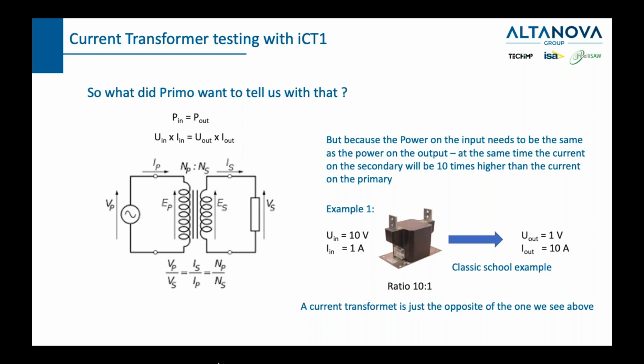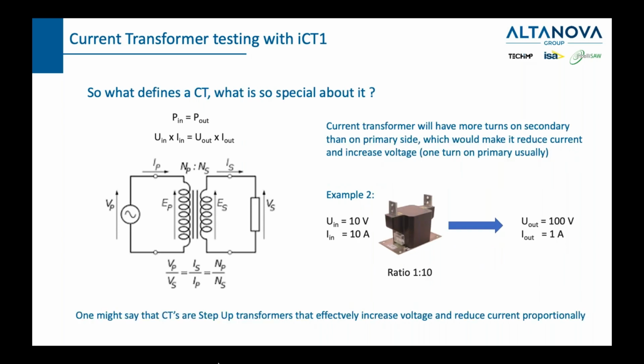But the trick is, since the multiplication of the current and voltage needs to be always a fixed number, if we decrease the voltage 10 times, we will increase the current. So in this case, we have the actual opposite of a current transformer. A 10 to 1 ratio tells us that voltage will be decreased, but the current will be increased. With the CT, we decrease the current. And that decreased current can be seen in example number 2.